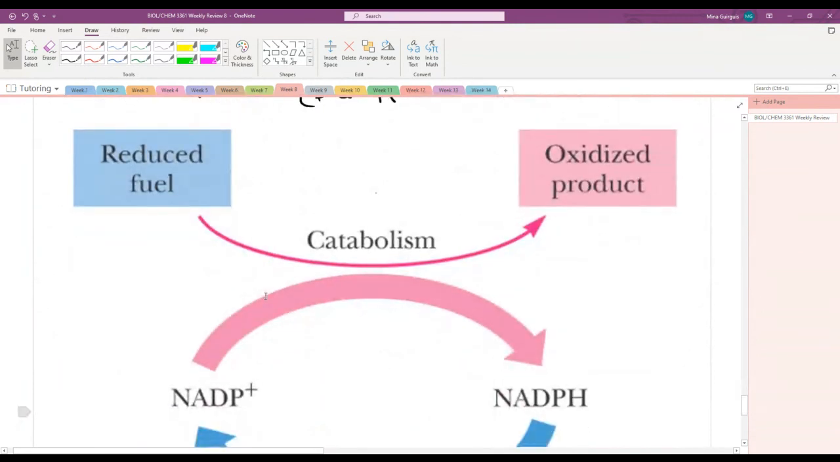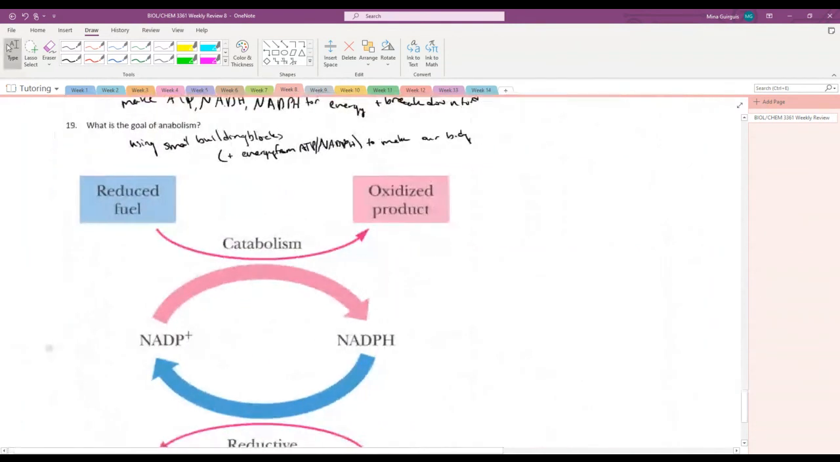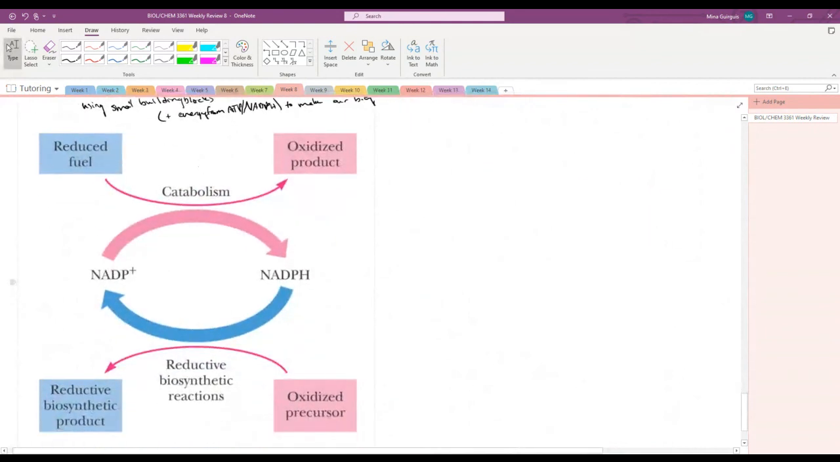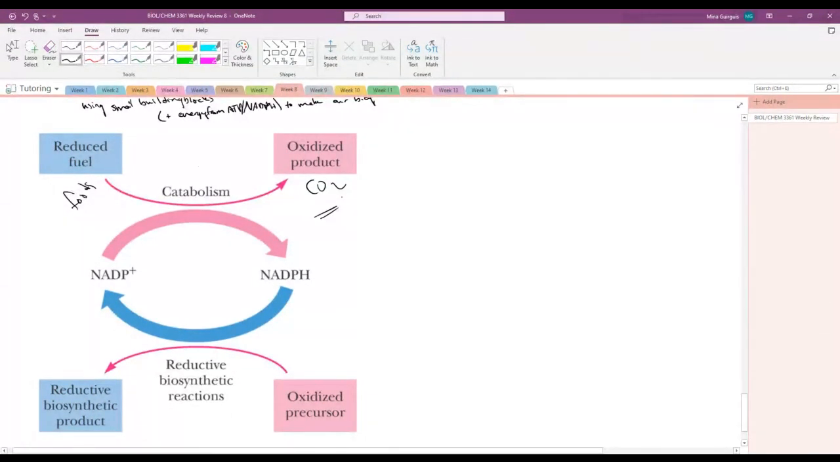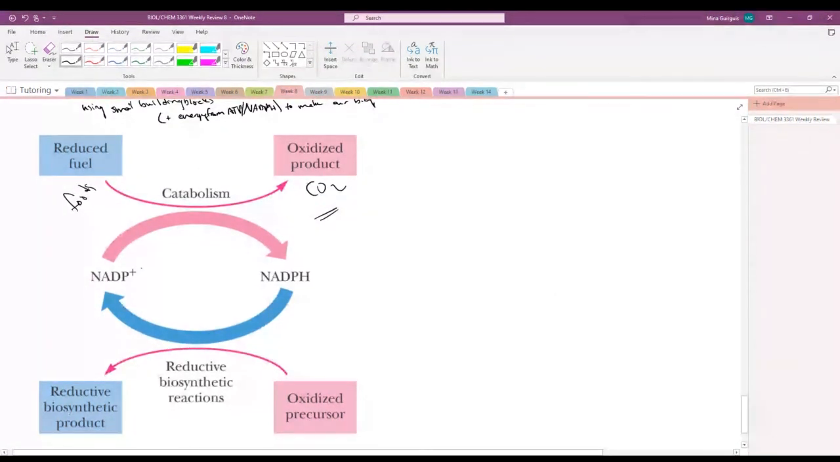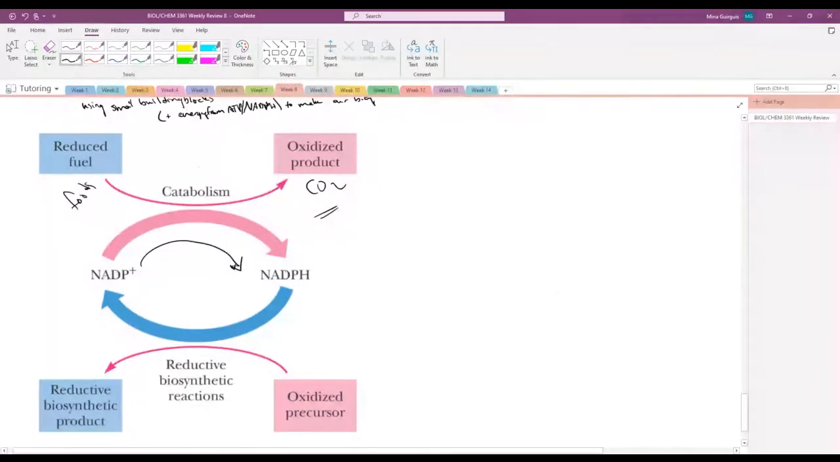All right. So here's the diagram of that. We start with reduced fuel. So this is the foods we eat, and we oxidize them into the oxidized product. So this is basic stuff like water, carbon dioxide. Carbon dioxide is really common. It's a big oxidized product. And in doing so, we reduce NADP plus to NADPH. This is how we build, right? And you're going to see mostly NADPH in Biochem 2. We talked about it very briefly in Biochem 1.